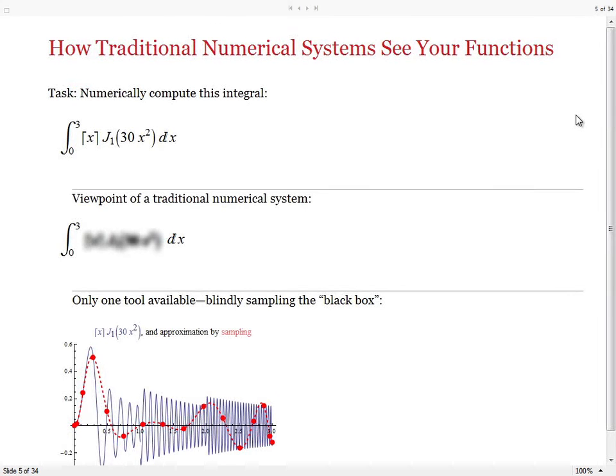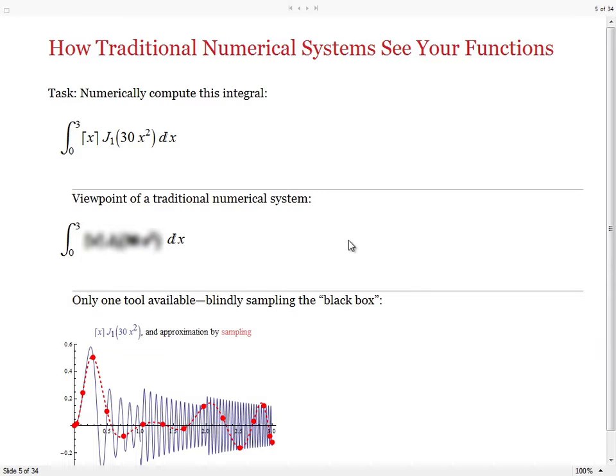So suppose you want to numerically compute an integral, such as this one, the integral from 0 to 3 of ceiling of x times Bessel J1 of 30x squared. Here's the fundamental limitation of all traditional numerical systems. To tell a traditional numerical system to do this integral, you would first write a subroutine to evaluate the integrand. Then you would pass the name or pointer of that subroutine to a numerical integration algorithm in the traditional numerical system.